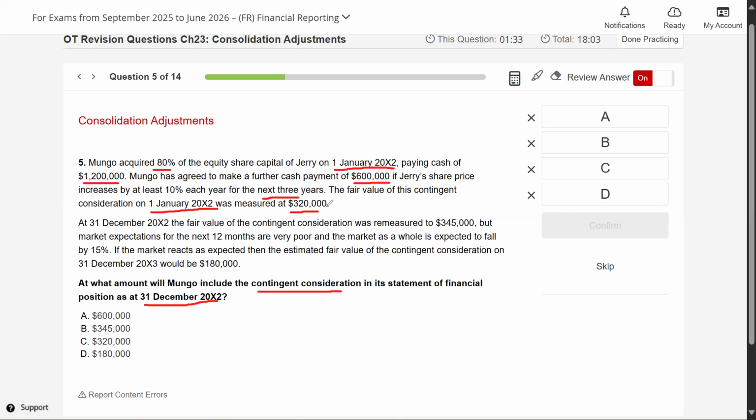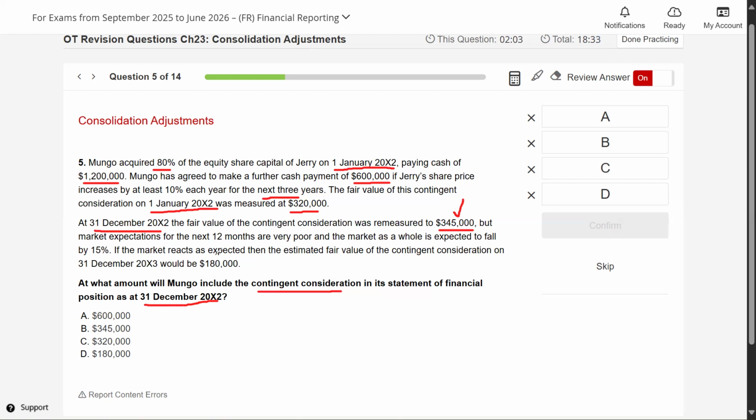Now, what happened at the year end? At 31st of December 20x2, the fair value of the contingent consideration was measured to be 345,000. So this is the date for which we are required to calculate the value, and this is the answer. But there is a twist. Market expectations for the next 12 months are very poor, and the market as a whole is expected to fall by 15%.